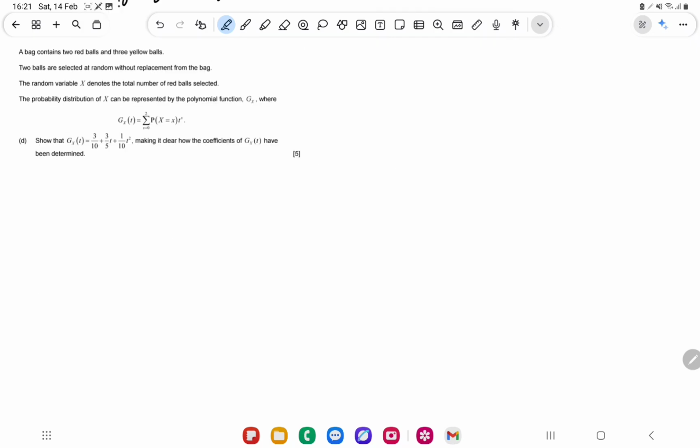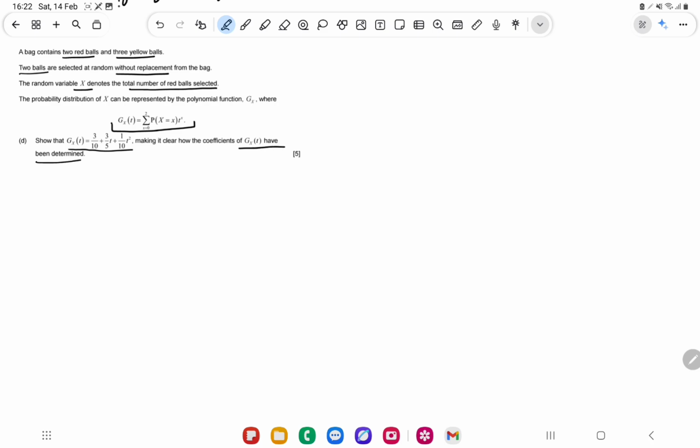Now for the next part of the question, we have a bag that contains 2 red and 3 yellow balls. 2 balls are selected without replacement. This is very important. And the random variable X denotes the total number of red balls selected. So we have to concentrate on red balls, and the probability distribution is given to me like this. Now we have to show that this should be my answer, making it clear how the coefficients of G(x) have been determined.